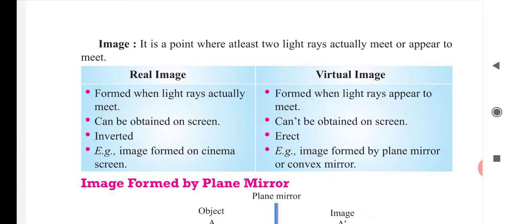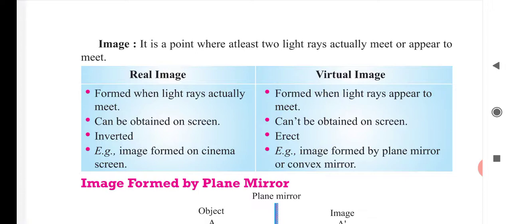Whereas a virtual image cannot be obtained on the screen. For example, when you stand in front of a mirror, your image will appear inside the mirror, not outside the mirror. Such kind of images we call virtual images. So if you stand in front of the mirror, your image will not come out of the mirror, it will be inside. But the real image you can see on screens, whereas this virtual image you cannot see on screens.